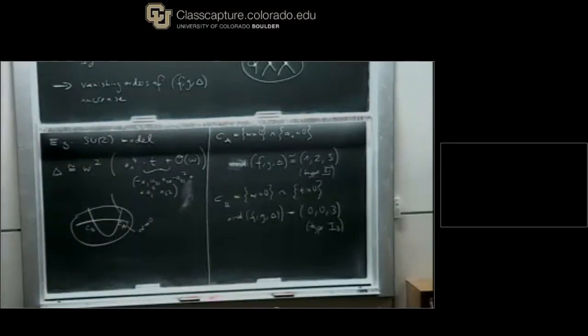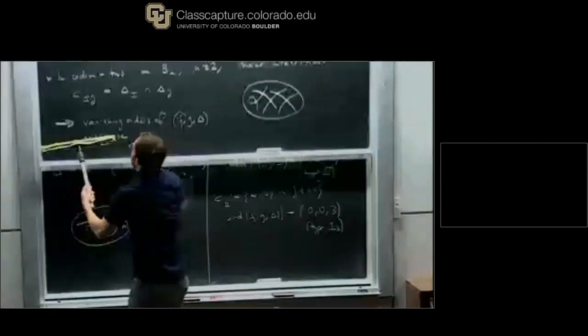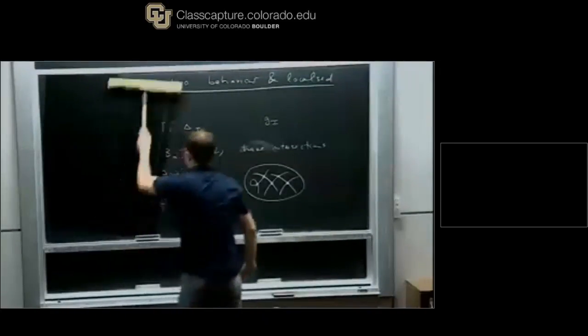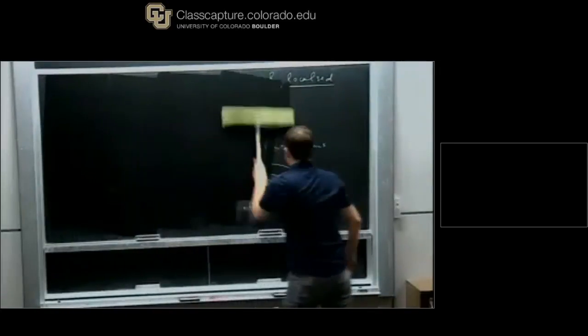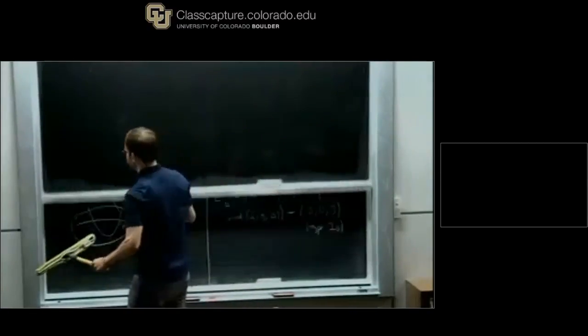Of course, when you have something with a minus, you can just as well think of it as the conjugate representation. The complex conjugate of the fundamental, say, has minus the weights of the fundamental. So this is kind of a matter of definition how you want to label things there.